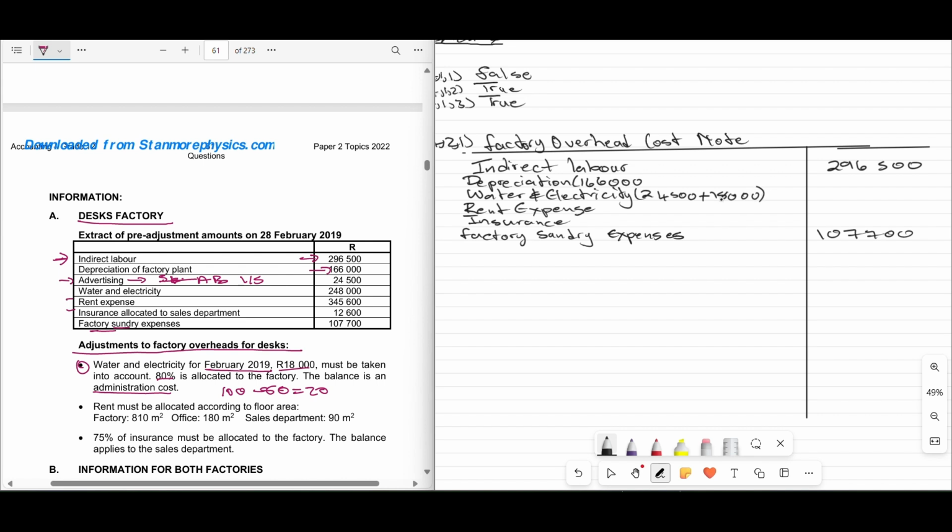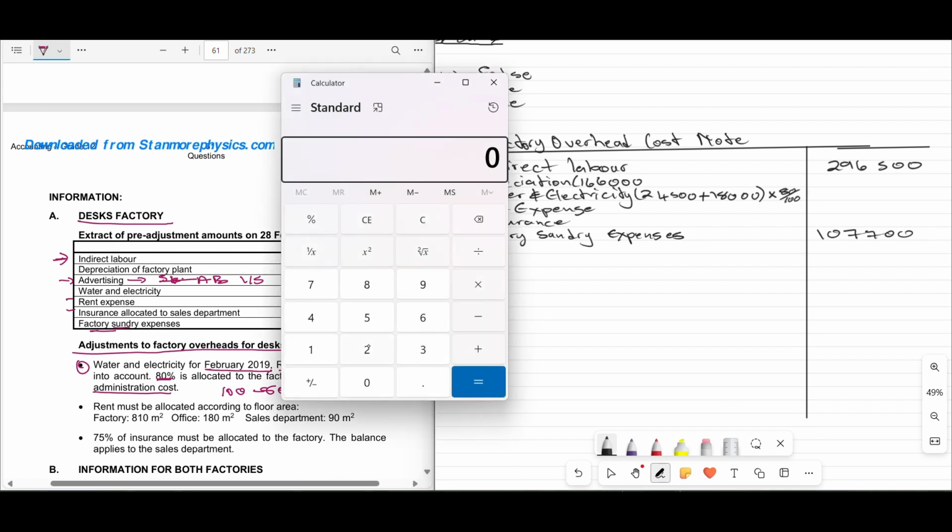Close bracket. Then since they said 80% must be allocated to the factory, we are going to multiply by 80%, because that 80% is what we must give to the factory. So let's go to our calculator. 24,500 plus 18,000 times 80%. We are going to get 34,000.